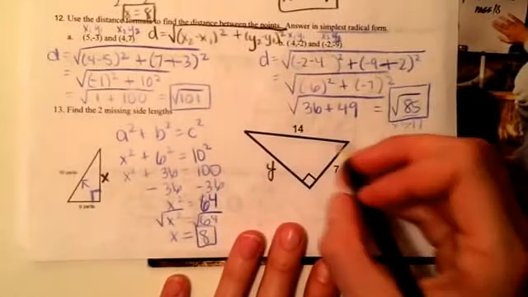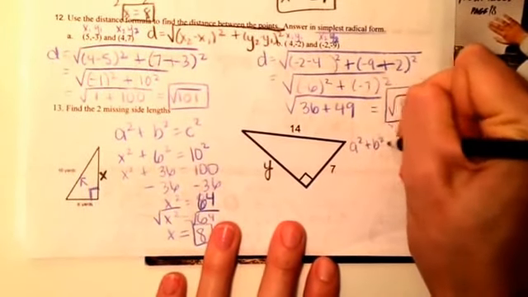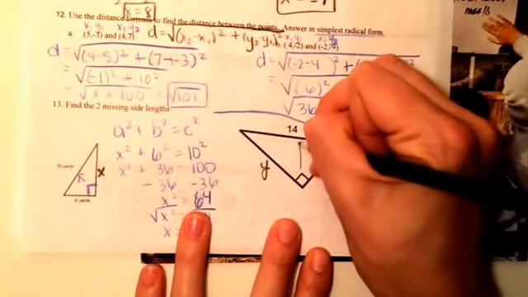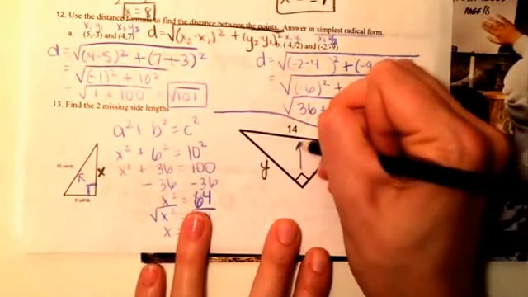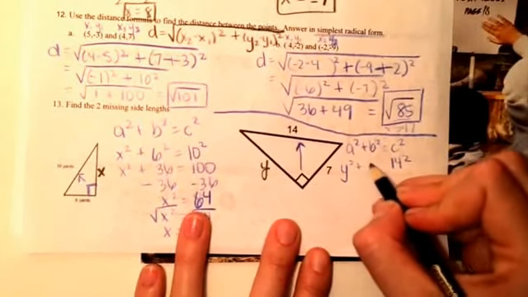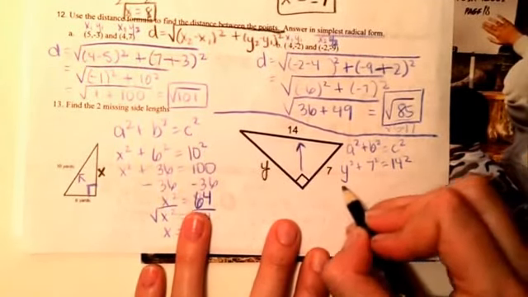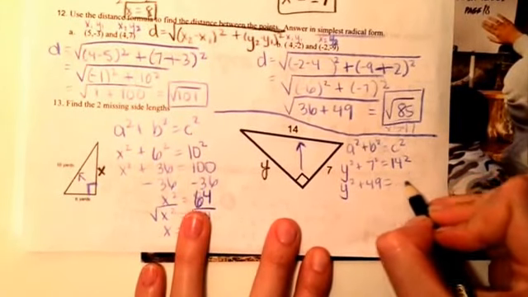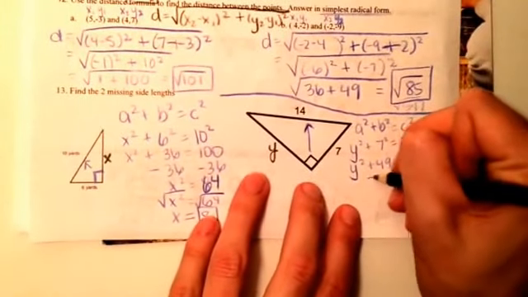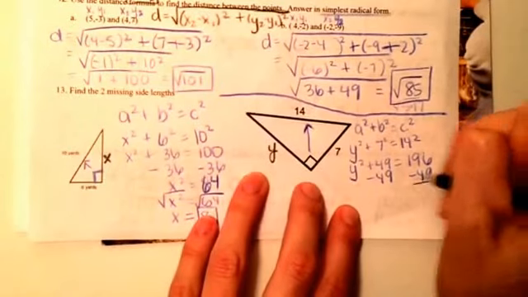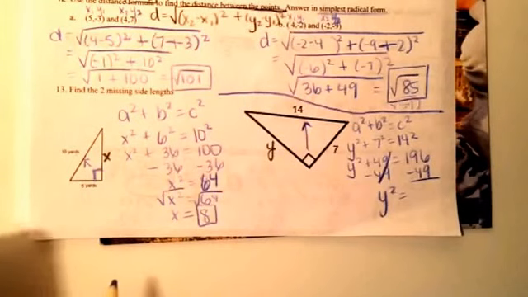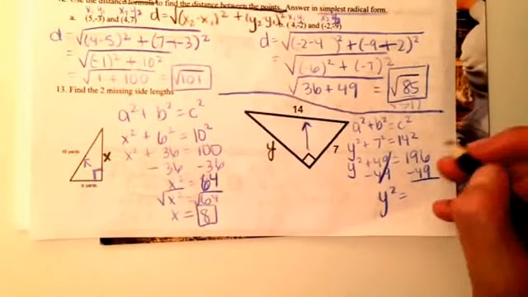And for the second one, again, Pythagorean theorem, a squared plus b squared equals c squared. And the important thing to know is what c is. What's the hypotenuse? What's opposite the right angle? That's 14. And a and b can be y and 7. So y squared plus 49 equals 196. That's one of the ones you memorized. To get y squared alone, I'm going to subtract 49 from both sides. So y squared equals 196 minus 49. I get 147.